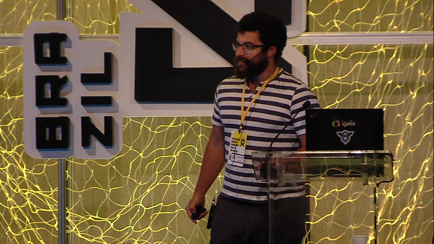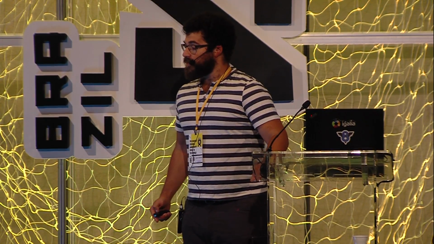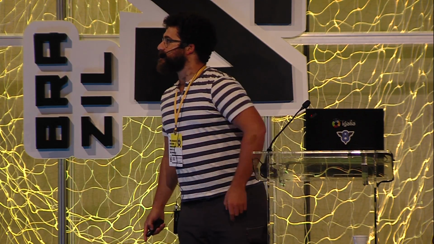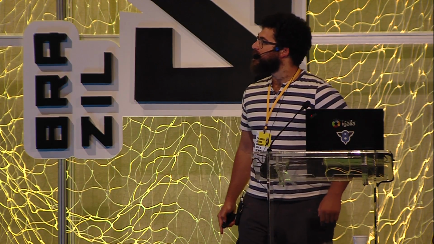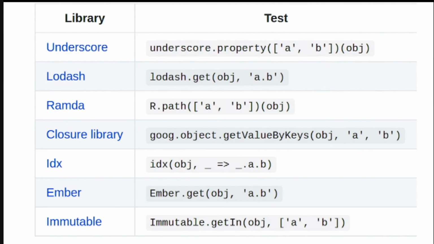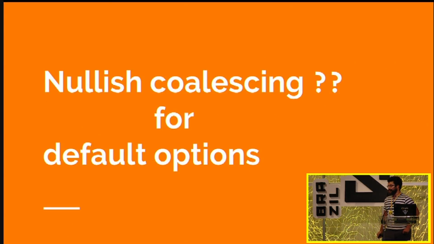So it seems like a reasonable thing to consider making more straightforward by having this built-in syntax, because all of those examples are relatively more wordy and obscure, as well as harder to optimize in actual JavaScript engines. The second operator is nullish coalescing, and this can be used for default options.